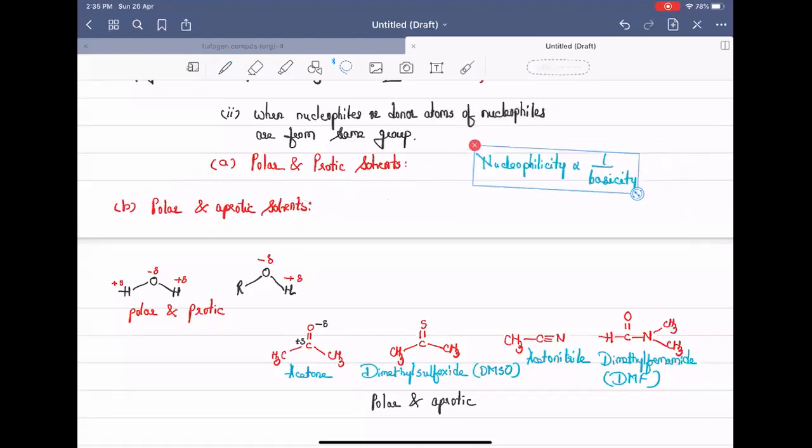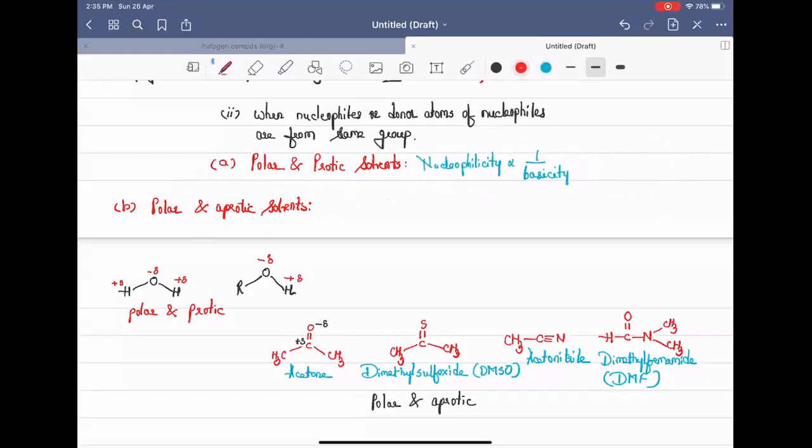So if you compare the nucleophilicity of F minus, Cl minus, Br minus, and I minus, all from the same group, it is very simple. What is the conjugate acid of F minus? That is HF. If you compare the conjugate acids of all of these, HI is the strongest and HF is the weakest. Because HF is the weakest acid, its conjugate base, F minus, would be a very strong base. And here in polar and protic solvent, nucleophilicity and basicity are inversely related, which means a very strong base would be a very weak nucleophile.